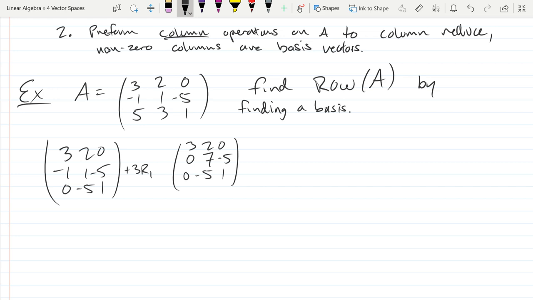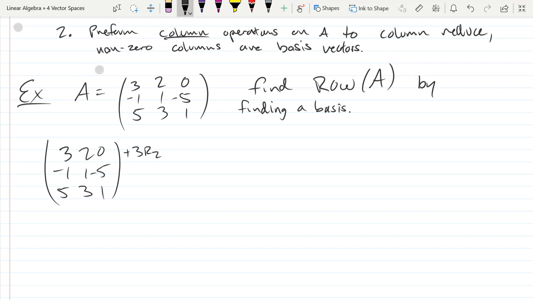Maybe 3 R2 plus row 1, plus you'd get 9 plus 3 R3, right? You're adding 3 row 1 to row 2. Oh, yeah, I want to go the other way. Oh no, I'm copying off my notes, not off what's on the screen right now. There we go. That's probably better.